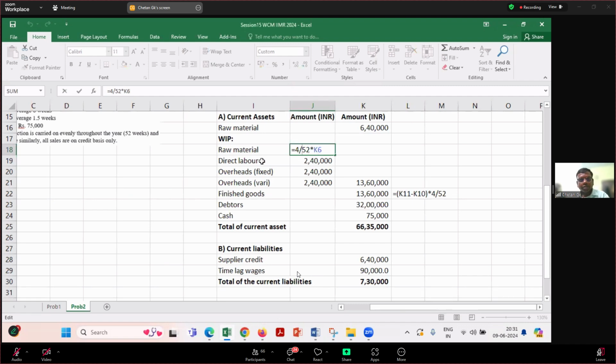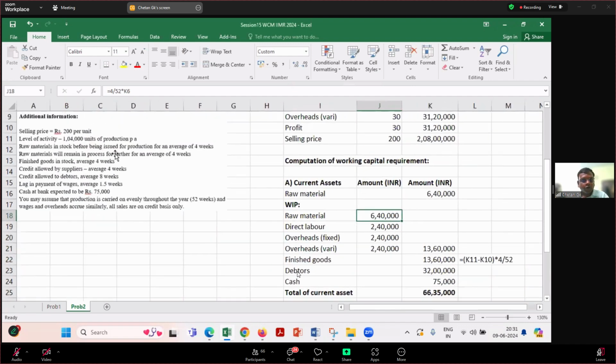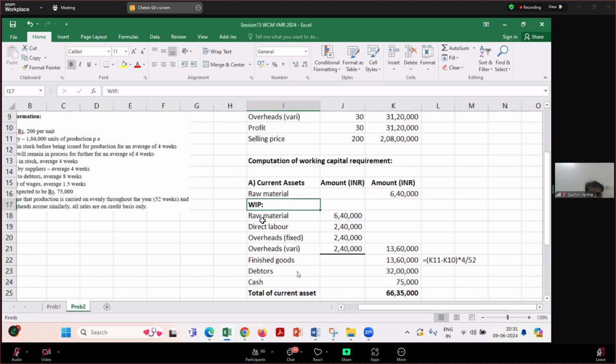The raw material in process is for 4 weeks, right? So with raw material, you have got many other things attached to it. That is what we discussed, right? Correct. So that's all from my side.